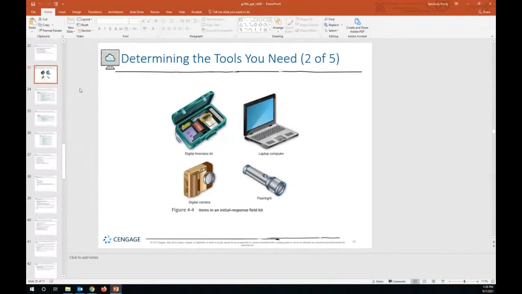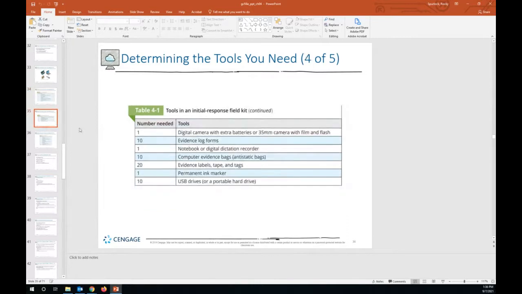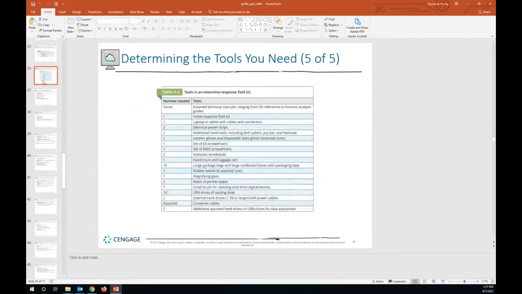So we see an example of some tools located here: digital forensics kit, a laptop computer, flashlight, digital camera. These are things that should be in your initial response field kit. Then we'll break down some other tools that may be in your initial response field kit, including things such as screwdrivers, antistatic wristbands, cables, flashlight, digital camera, evidence log forms, USB drives. So these are some things that should be in your initial response field kit.